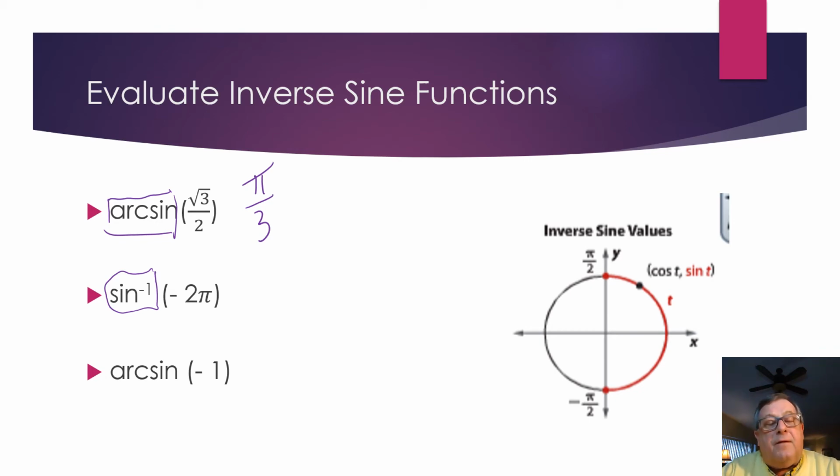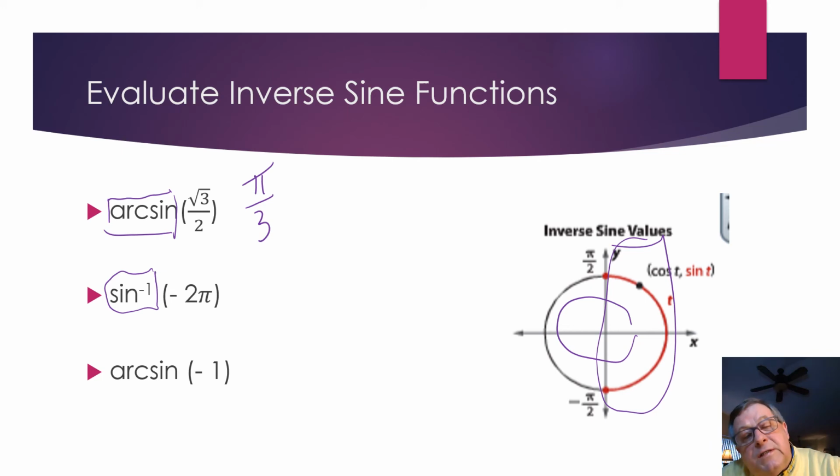Now, what about the inverse sine of negative 2 pi? Well, remember, we're only dealing with the right half of this unit circle. To get negative 2 pi we'd have to come all the way around in a clockwise direction, and that's outside of our restricted domain of the sine function. And so this does not exist.